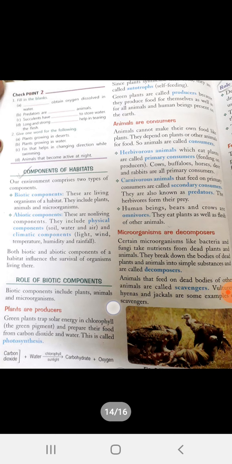Next is components of habitat. We will be studying in detail about biotic and abiotic components. Biotic, as I told you, are the living components, and abiotic are the non-living components. Biotic components include plants, animals, and microorganisms, whereas abiotic components are light, water, soil, air, rocks, etc., and climatic components like light, wind, temperature, humidity, and rainfall.